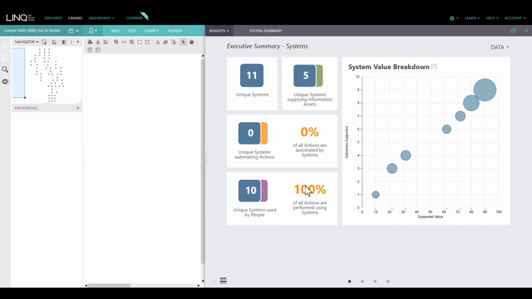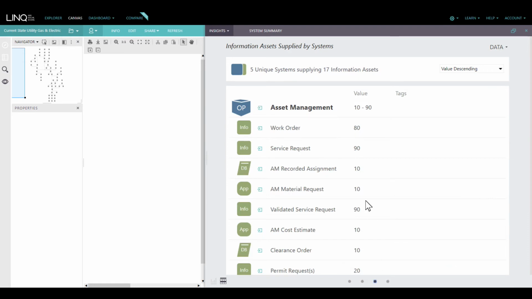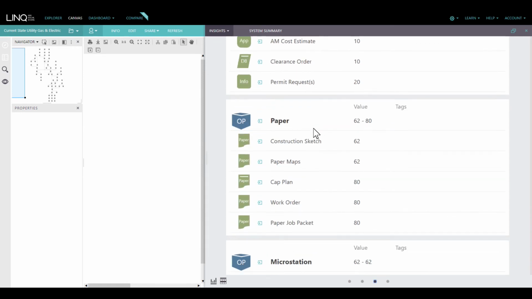Now let's look at information assets supplied by systems sorted by value. The most valuable system here is asset management. That's not a surprise. However, the second most valuable system is paper. Again, this is a red flag and an opportunity to reduce cost by reducing reliance on paper.